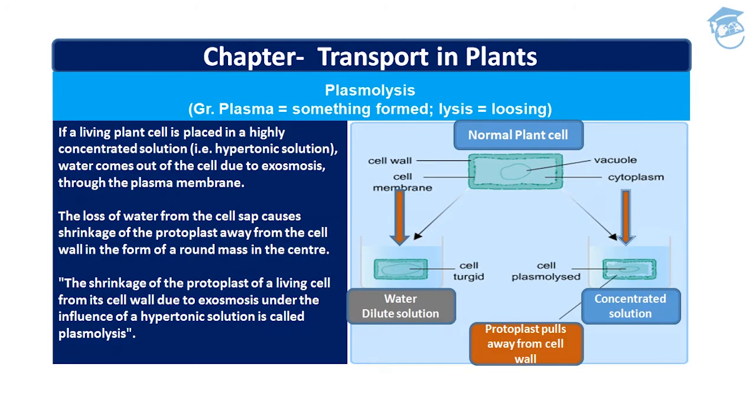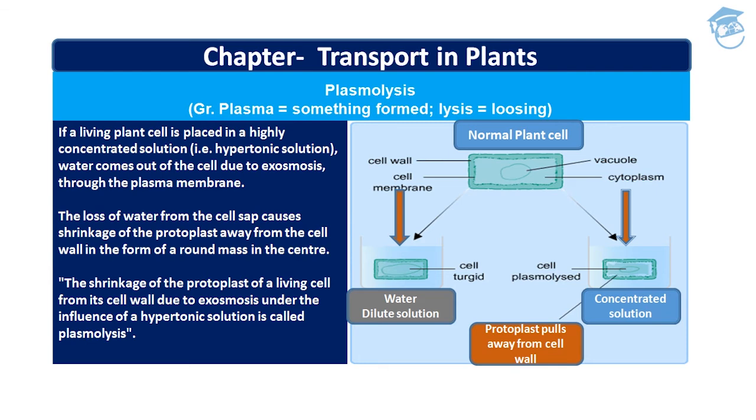Okay, now we'll talk about plasmolysis, students. See, this is the normal plant cell. If a living plant cell is placed in a highly concentrated solution, that is a hypertonic solution, then water comes out of the cell due to exosmosis through the plasma membrane. See, this is the dilute solution, and this is the concentrated solution, and this is the plant cell which is placed inside the concentrated solution. So the cell becomes plasmolyzed. That means loss of water from the cell sap.